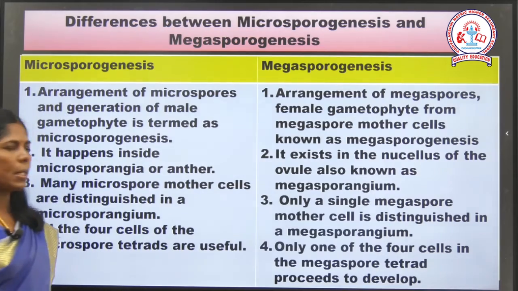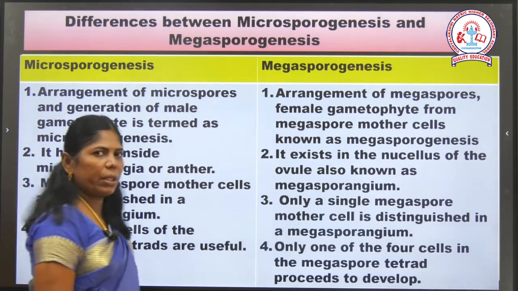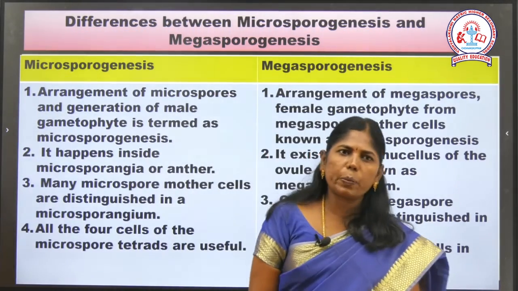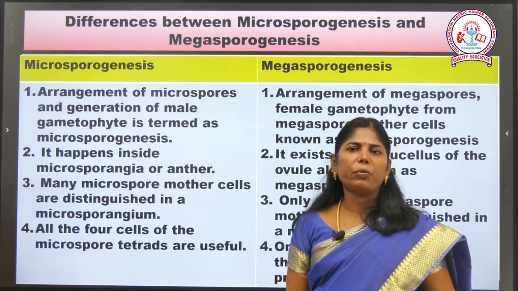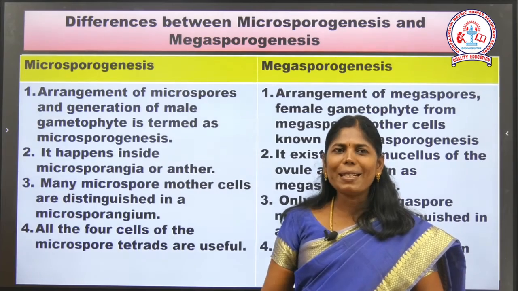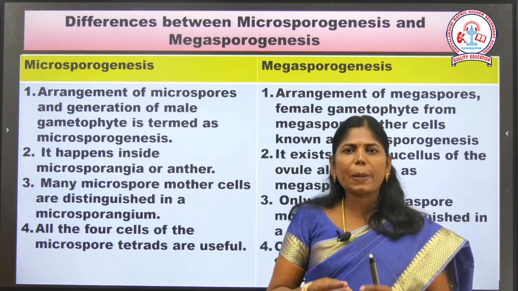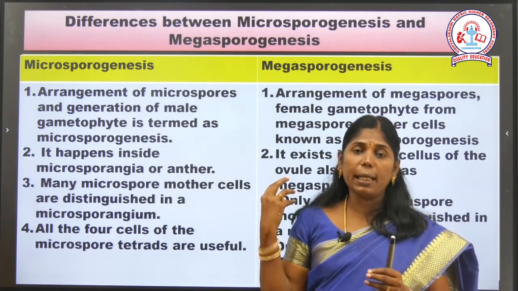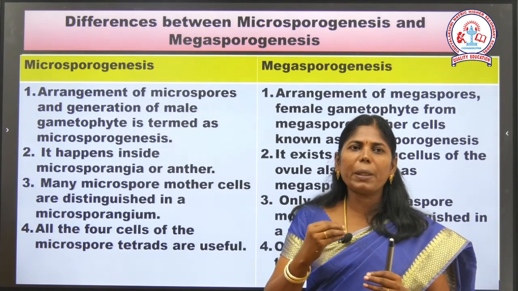so what are the differences between them? Finally we can see some of the differences. The arrangement of the microspores and generation of the male gametophyte is termed microsporogenesis. It happens inside the microsporangia. Everything takes place inside the anther, which we studied under the heading development of anther.